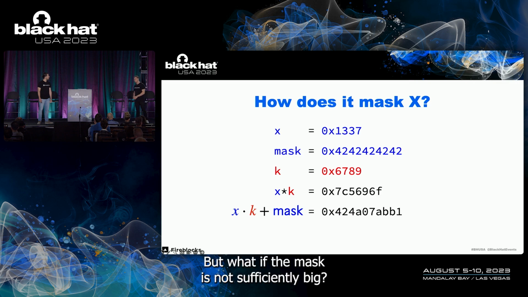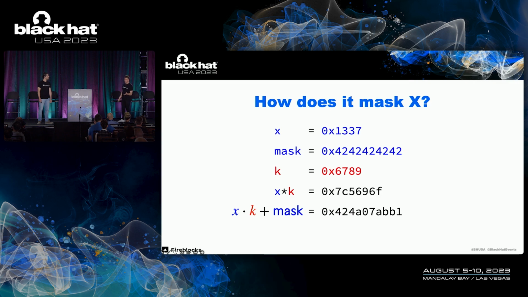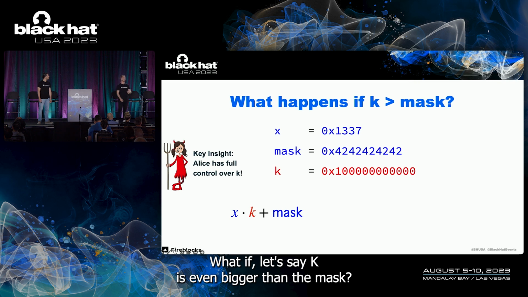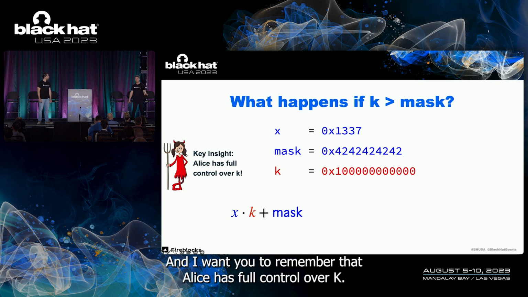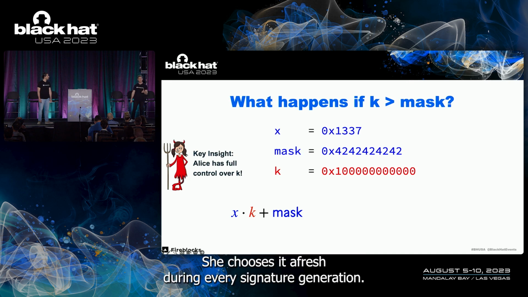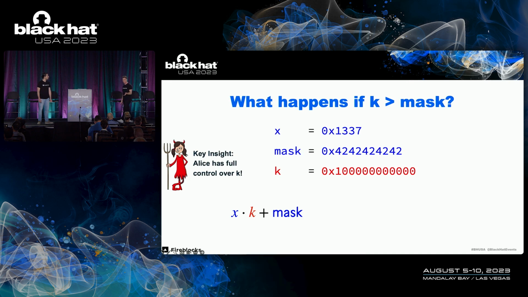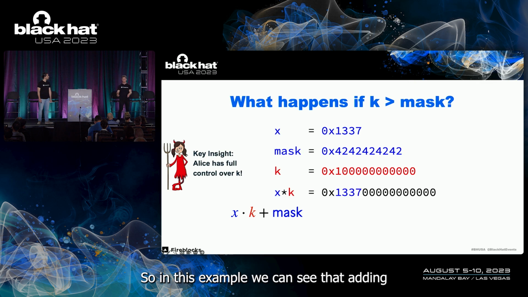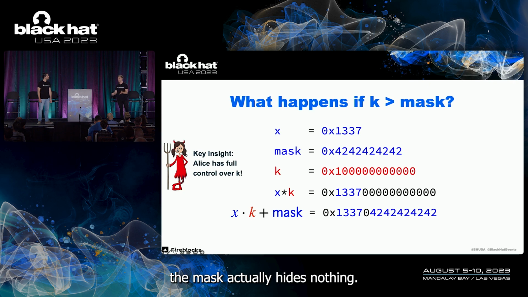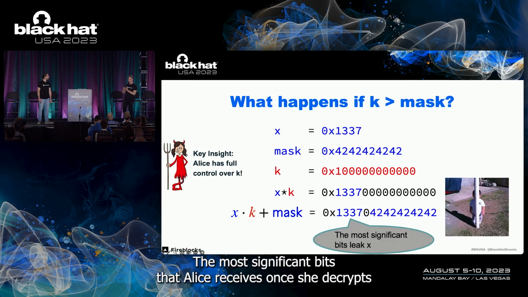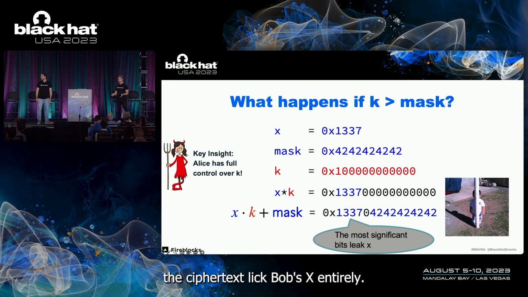But what if the mask is not sufficiently big? What if, let's say, k is even bigger than the mask? And I want you to remember that Alice has full control over k. She chooses it afresh during every signature generation. So in this example, we can see that adding the mask actually hides nothing. The most significant bits that Alice receives once she decrypts the ciphertext leak Bob's x entirely.